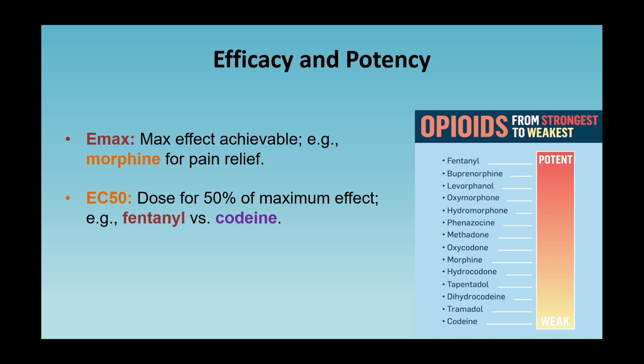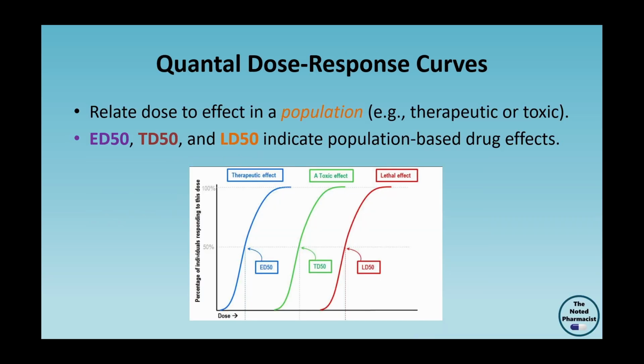On the other hand, EC50 is the concentration at which a drug achieves 50% of its maximum effect. For example, drugs like fentanyl are more potent than codeine, meaning lower doses achieve similar analgesic effects. Quantal dose-response curve.